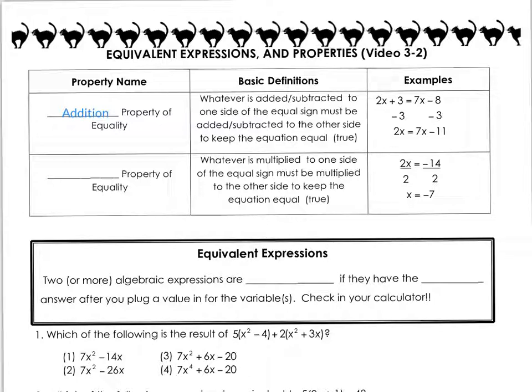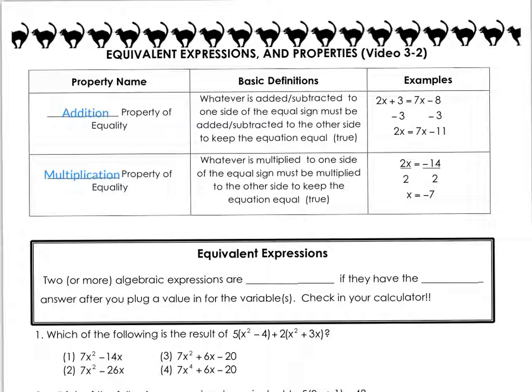So in this example over here, we can see that we subtracted 3 from the left, so we had to subtract 3 from the right to get our next step. The other one is the multiplication property of equality. So this means that whatever is multiplied to one side of the equal sign must be multiplied to the other side to keep the equation equal or true.